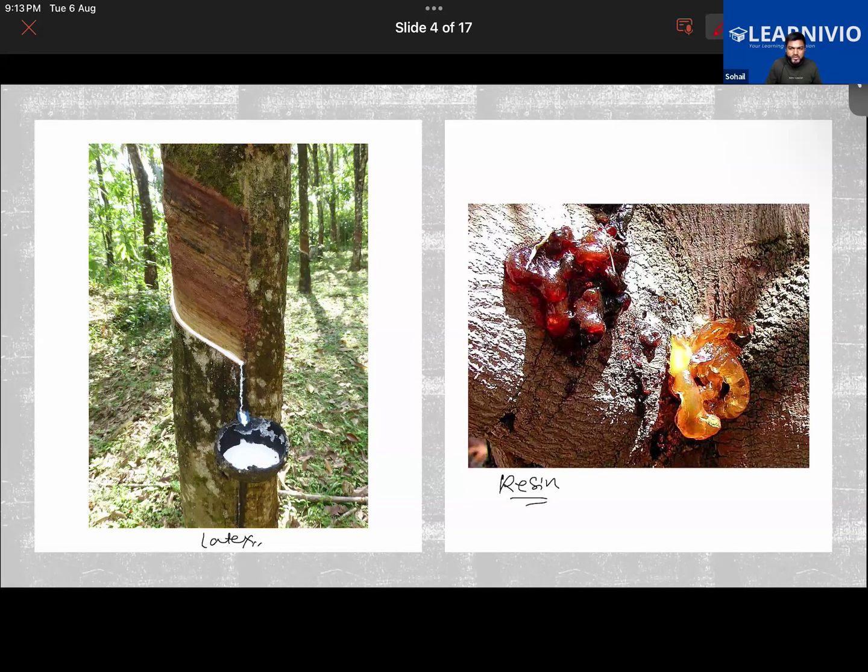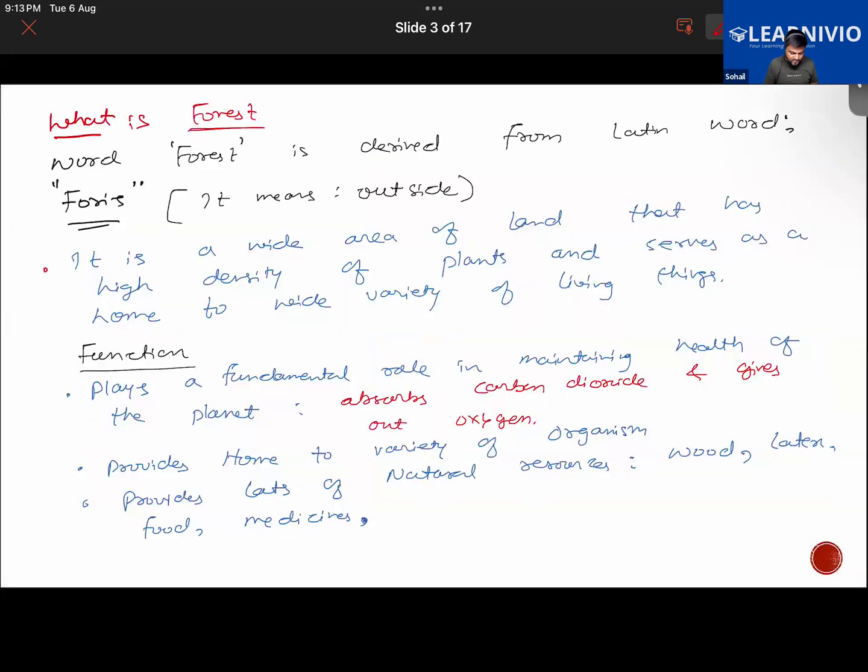Earlier people were using it in a variety of ways, not just as medicine but for other purposes as well. This thing is made with resin. That looks beautiful. So these are the different kinds of products that we obtain from the forest.